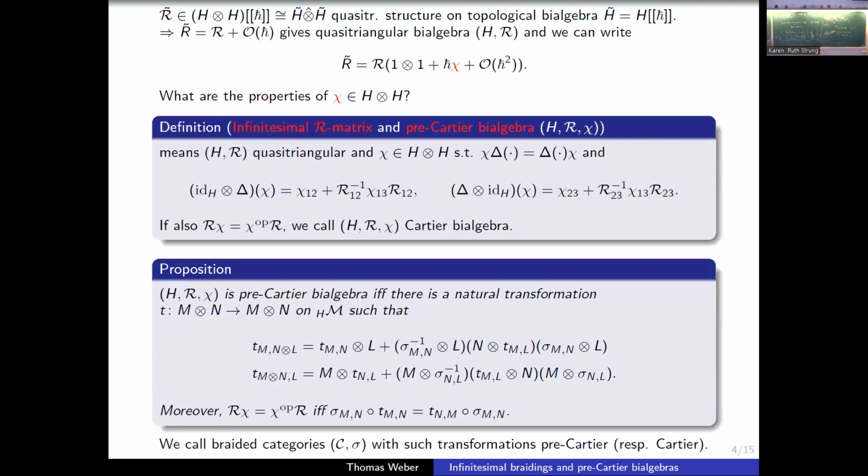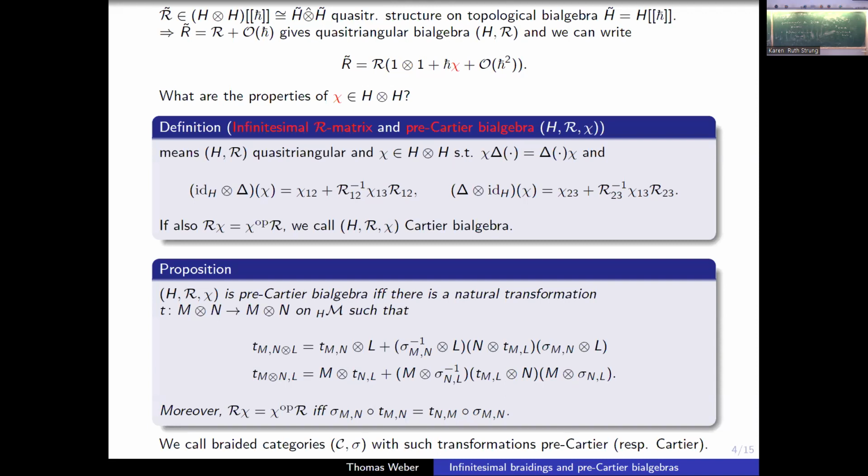I hope you can read, yeah. Good, so here the first part is motivating a little bit, and then we give the definition of the chi that I was writing here. So the motivating part is the following. Take a bialgebra H. Now look at the topological bialgebra H tilde on formal power series of H that you get by simply h-bar linearly extending delta, epsilon, multiplication and unit. And let's say on this topological bialgebra you have a quasi-triangular structure, R tilde.